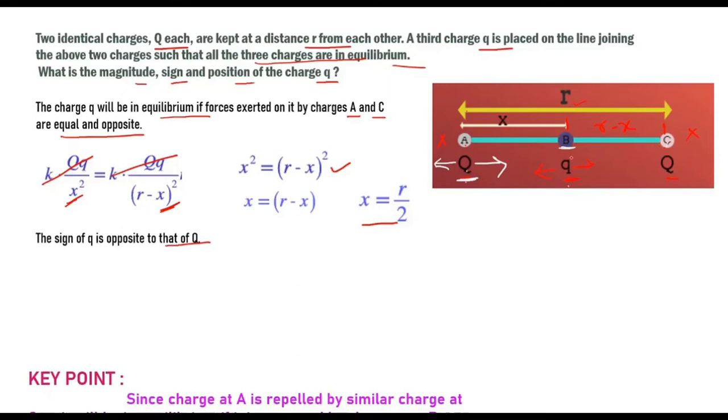If you take the sign of small q as the same as that of capital Q, then the three charges will never be in equilibrium. Keep this key point in mind: if a system of three charges is in equilibrium, the third charge has to be opposite in nature.